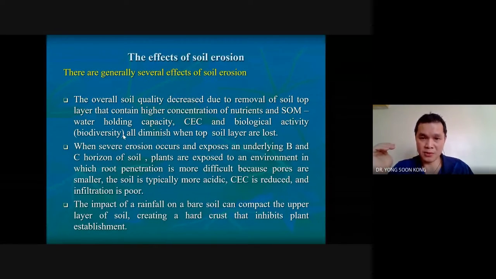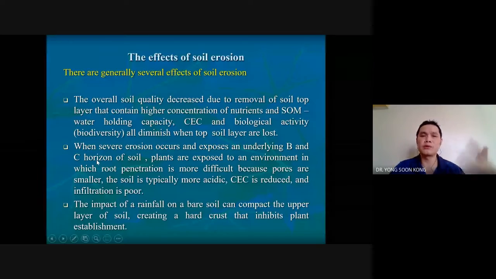And why is CEC so important? Because that is like the capacity where you can store nutrient. The more CEC you have, the more nutrient it will contain. So you see the problem? Erosion will decrease the fertility because it moves away the CEC due to the loss of clay and also organic matter. And then when severe erosion occurs, it exposes the underlying B and C horizon.